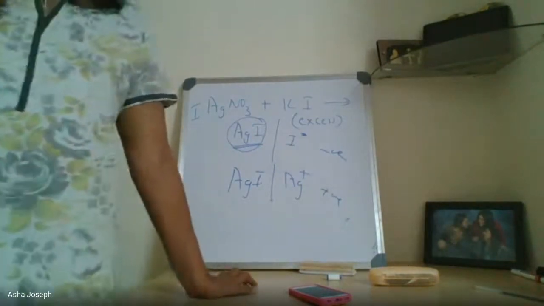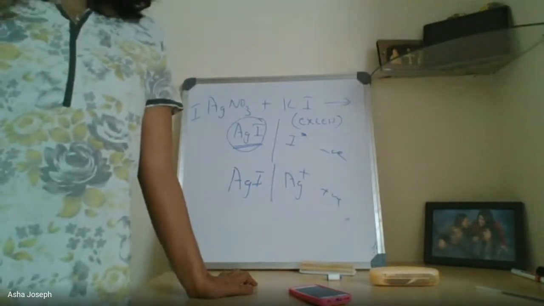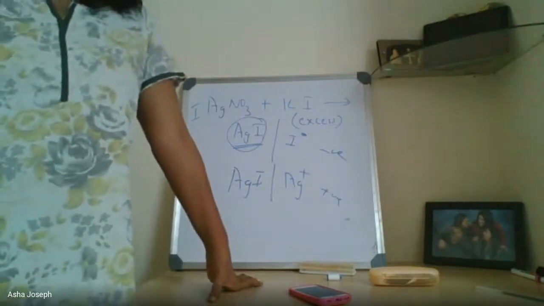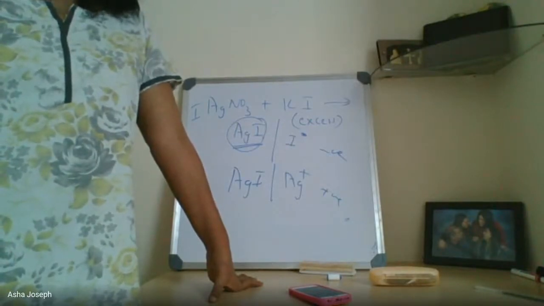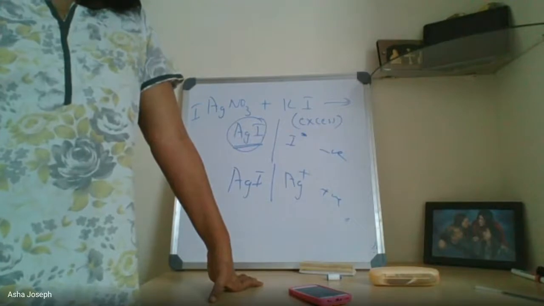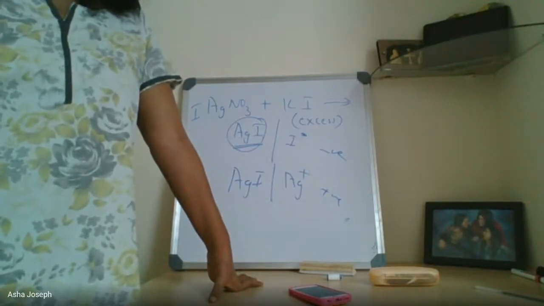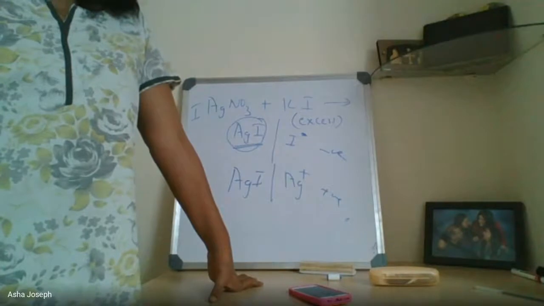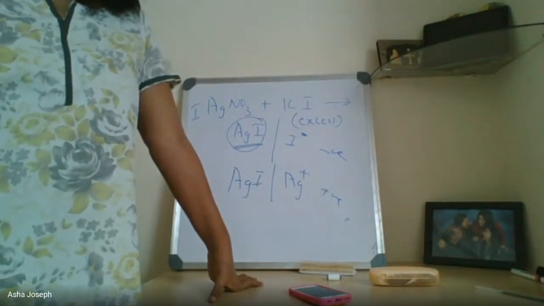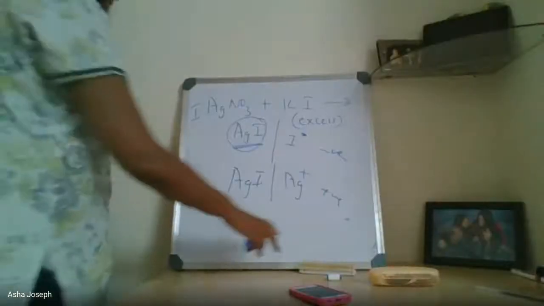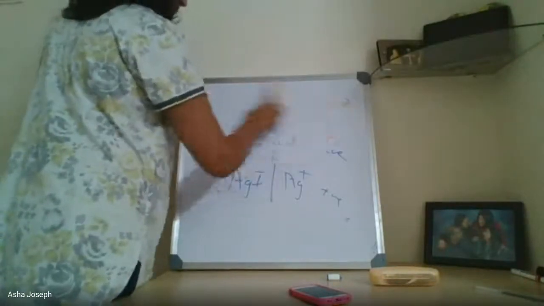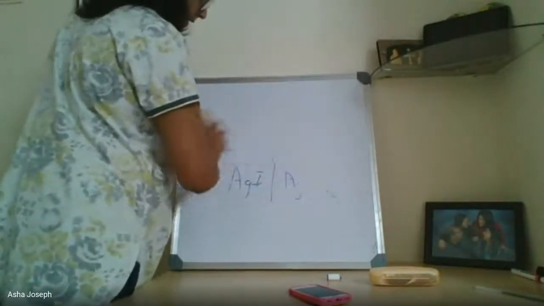Here, the questions will be: what happens when silver nitrate is added to potassium iodide in excess? You will get a negatively charged colloid. Or if potassium iodide is added to silver nitrate in excess, you will get a positively charged sol. Understood? Okay, next example. Examples you have to study. They will ask what happens, like that only.